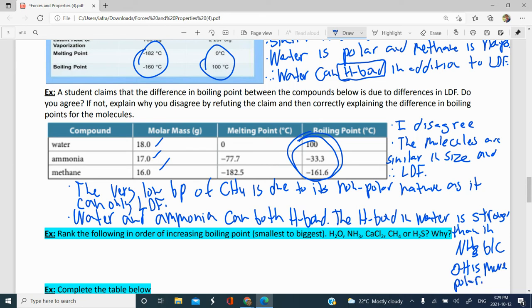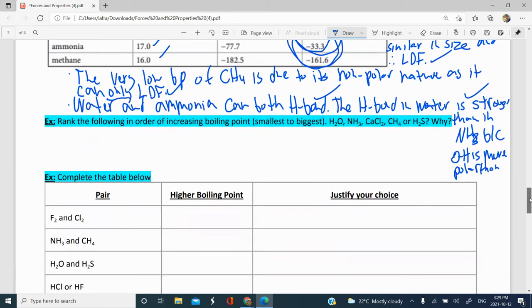So here you explain that you disagreed, and why you disagree. Well, the molecules are similar size, so they'd have similar LDF. And then you're explaining the real reason is that the very low boiling point of CH4 is due to its nonpolar nature, as it can only do LDF, but water and ammonia can both hydrogen bond. And also why is there a difference between water and ammonia if they can both hydrogen bond? Well, the H bond in water is stronger than in NH3 because the OH is more polar than the NH.